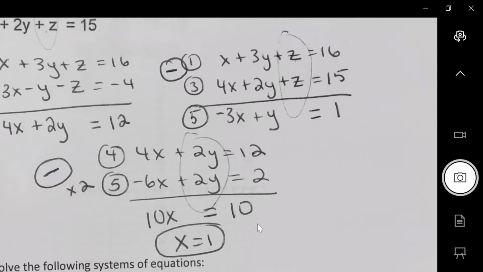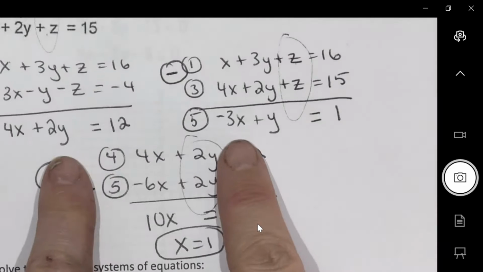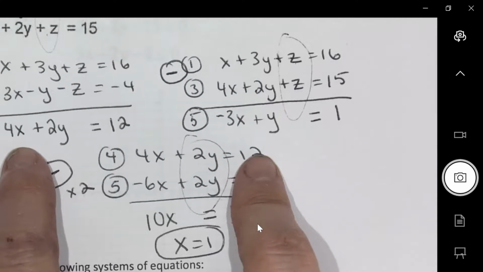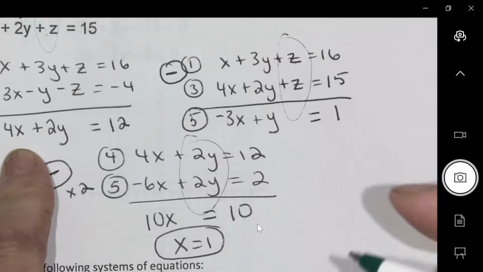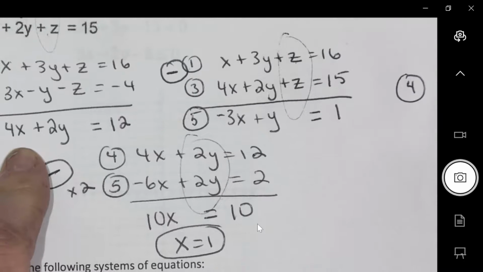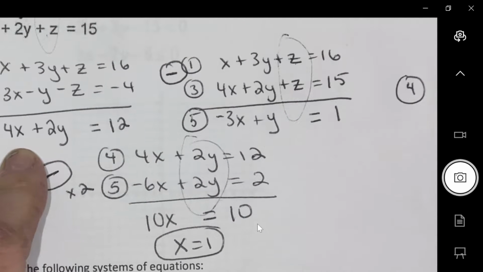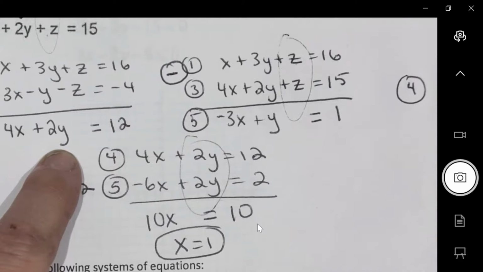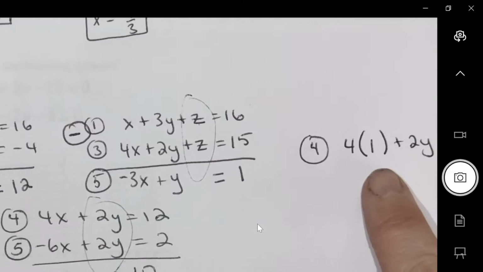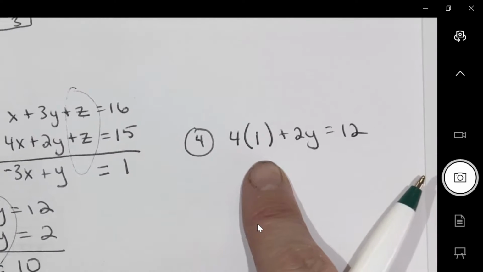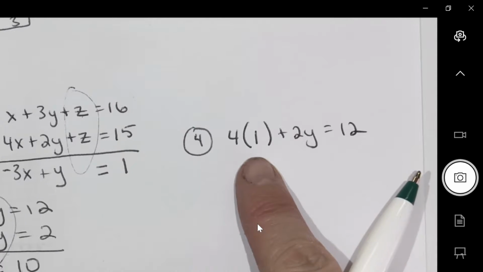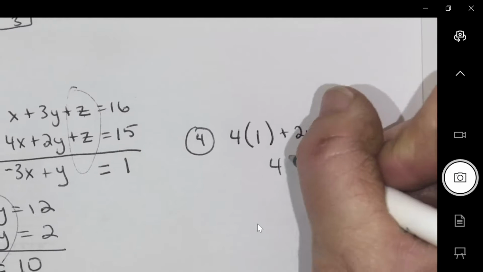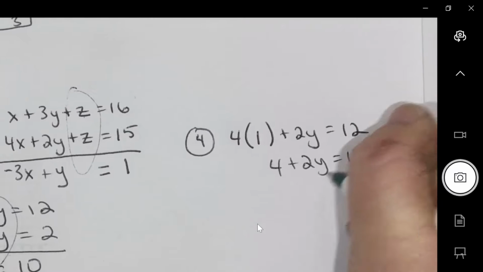Okay, tell me an equation I can go to plug that in. 4 or 5. Those are your 2 options. When I look, I'm going to go to 4 because then I just don't have to deal with any negatives at all. So that's why I'm picking it. So 4 times x, which is now 1. So 4 plus 2y.